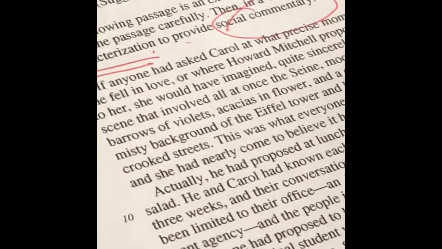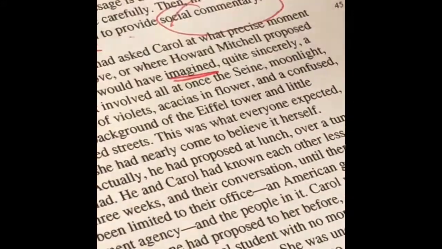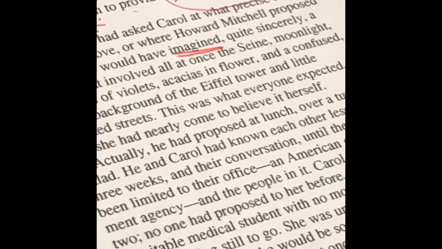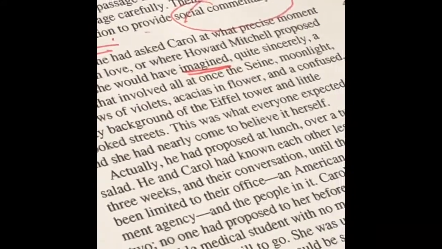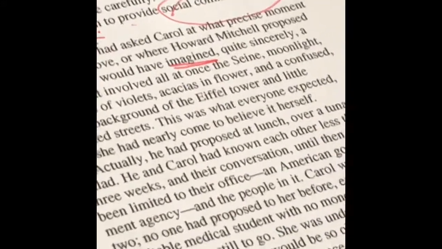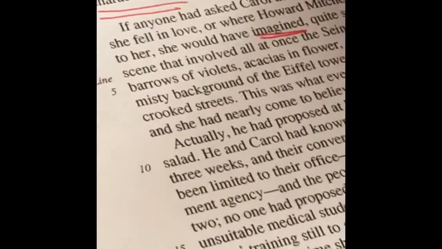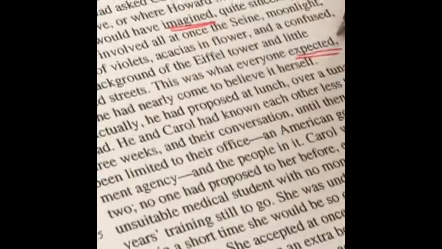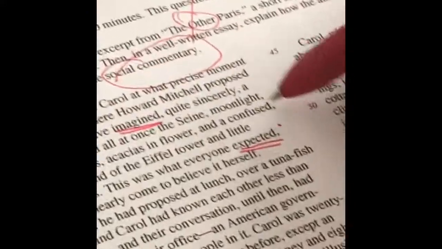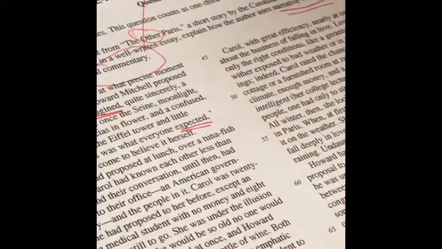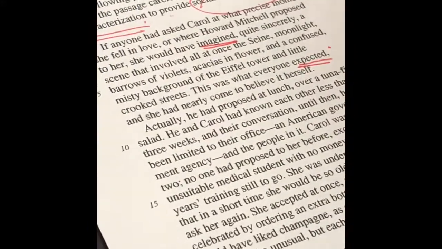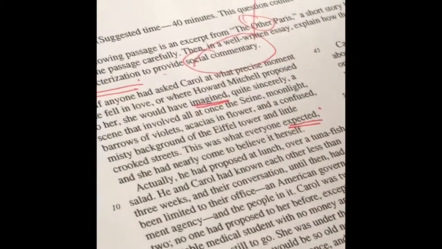If anyone had asked Carol at what precise moment she fell in love or where Howard Mitchell proposed to her, she would have imagined, quite sincerely, a scene that involved all at once the Seine, moonlight, barrels of violets, acacias and flowers, and the confused misty background of the Eiffel Tower and little crooked streets. This was what everyone expected, and she had nearly come to believe it herself. So the words imagined and expected kind of jump out at me, and the fact that this is the other Paris. So what everyone kind of romanticizes, and then something else has possibly happened, which seems to have a little bit of irony to it as well, so I'm starting to think about those words.